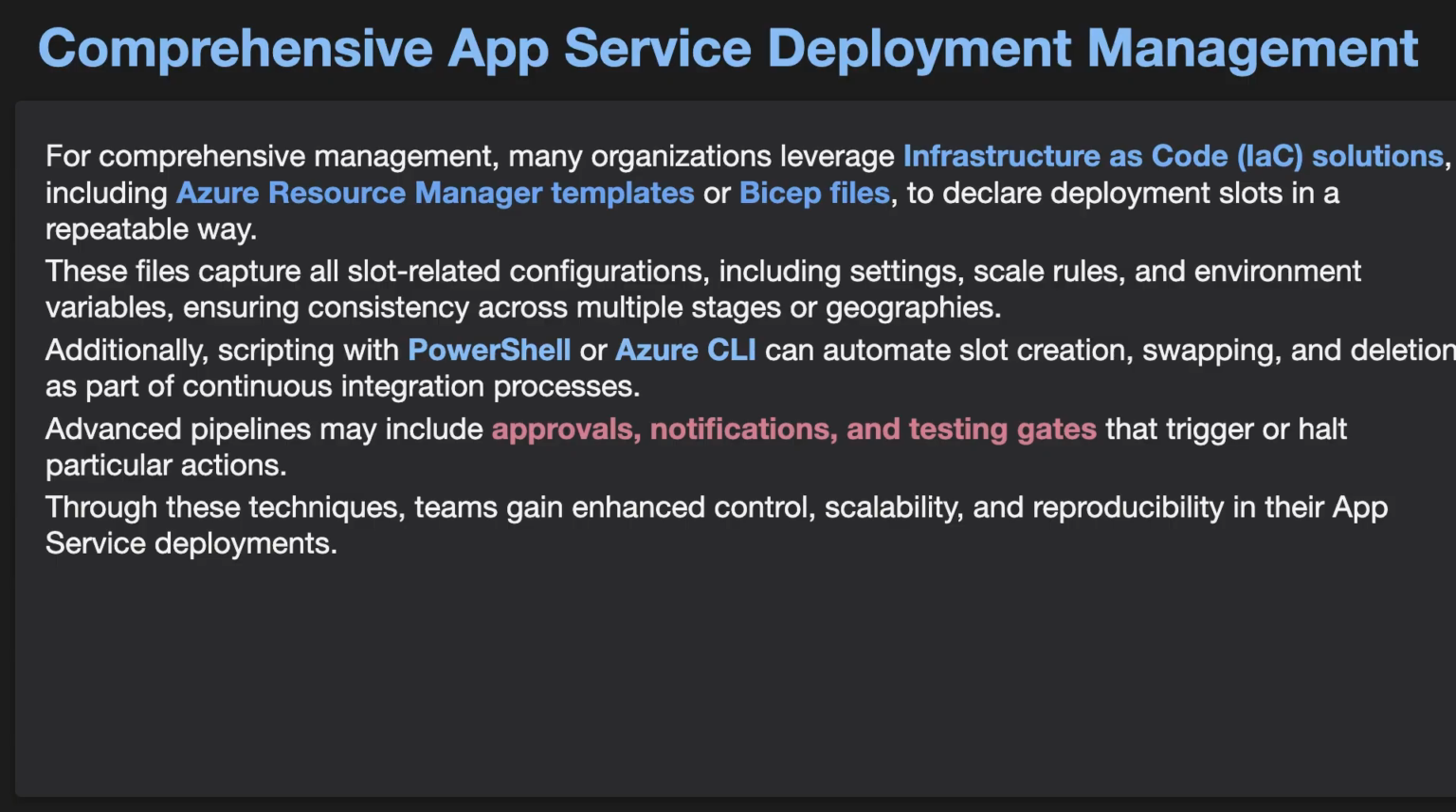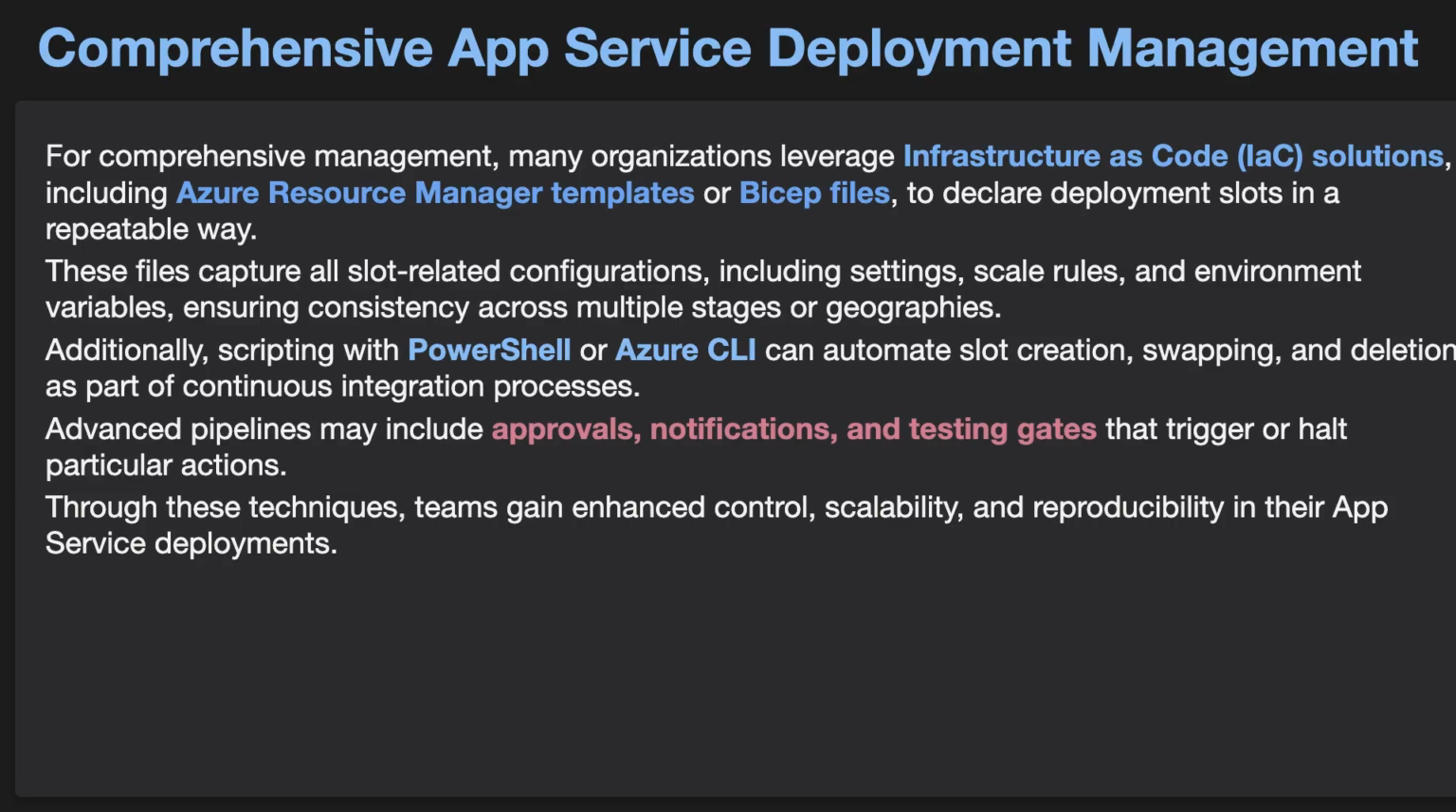to declare deployment slots in a repeatable way. These files capture all slot-related configurations, including settings, scale rules, and environment variables, ensuring consistency across multiple stages or geographies. Additionally, scripting with PowerShell or Azure CLI can automate slot creation, swapping, and deletion as part of continuous integration processes.